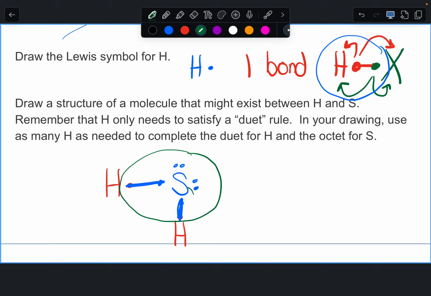Hydrogen also gets to claim those. So when we're looking at does it fill the octet or the duet rule, we get to double count the bond. Okay? So the sulfur has its 8, the hydrogen has its 1, 2, and this hydrogen has its 1, 2. Okay? So that's the deal with sharing, is we get to double count the bond just when we're talking about does it satisfy the octet.